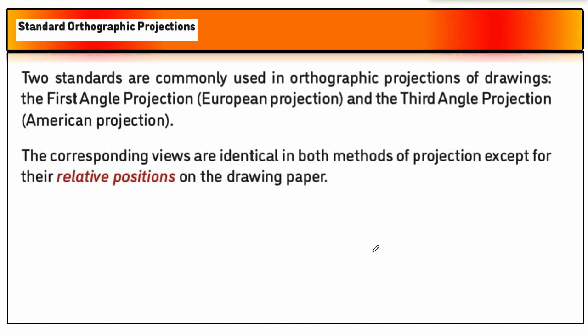Standard orthographic projections. Two standards are commonly used in orthographic projections of drawings. We have one called first angle projection, which is mainly used in Europe, and we have the third angle projection, which is mainly used in America. The corresponding views are identical in both methods of projection, except for the relative positions on the drawing paper.